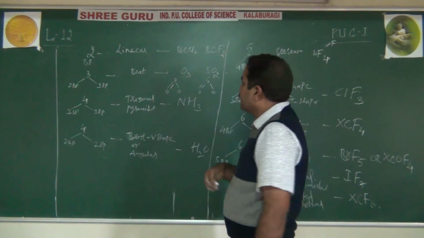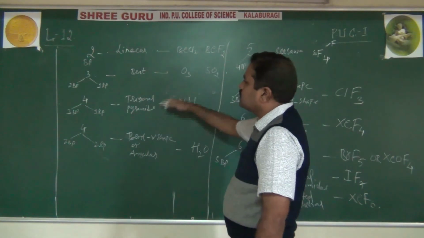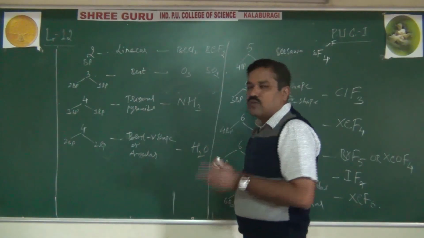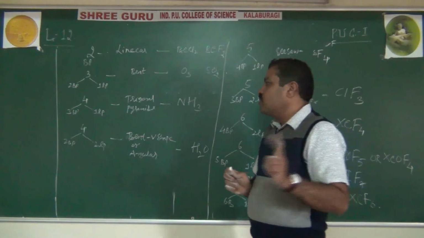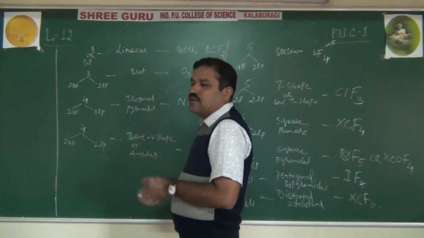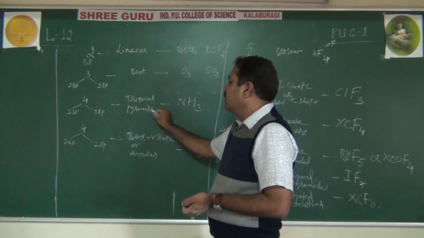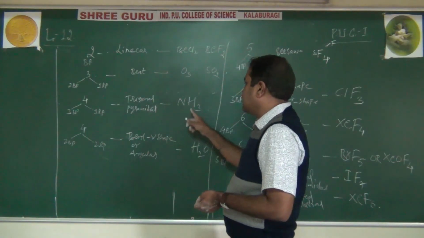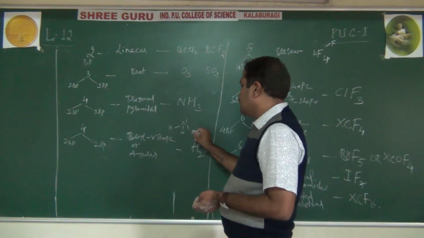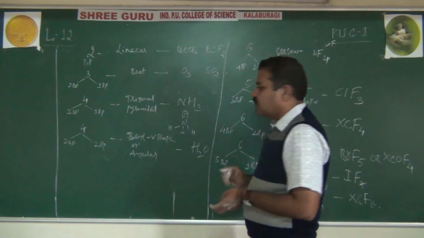Got it? Okay. Then out of 3 electron pairs, there is only 1 probability. In 4, there are 2 probabilities. 3 bonding pairs, 1 lone pair: total 4, expected geometry is tetrahedral, but it deviates to trigonal pyramidal. Best example, ammonia. Got it? This is trigonal pyramid.